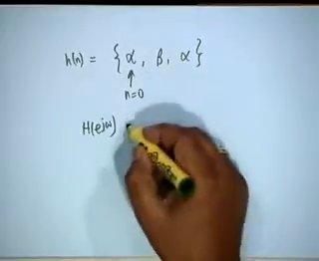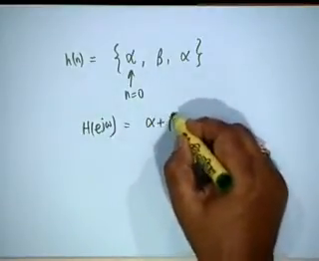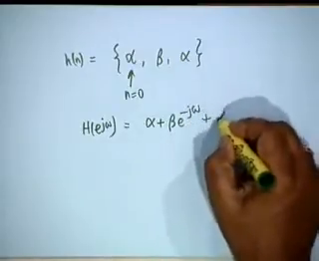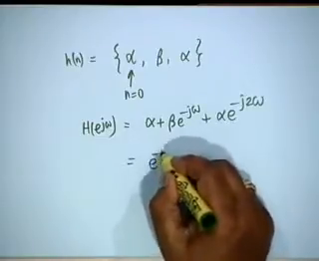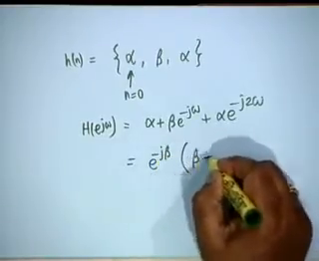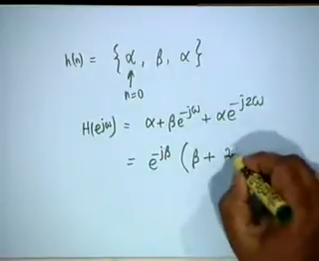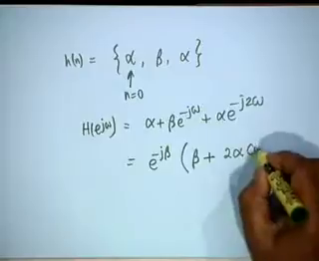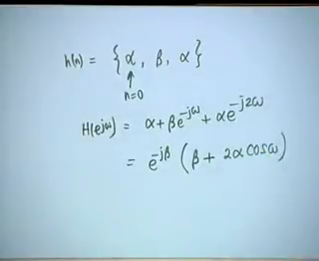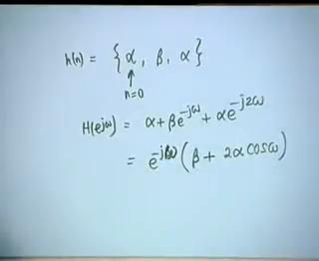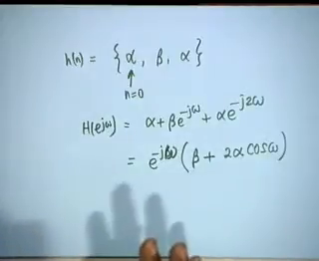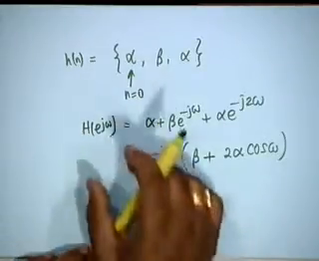the Fourier transform of this, I can very easily write as alpha plus beta e to the j omega plus alpha e to the minus j 2 omega, which if I take e to the minus j omega out becomes beta plus twice alpha cosine of omega. Agreed? Is that okay? E to the minus j omega, not beta. Yes, thank you.